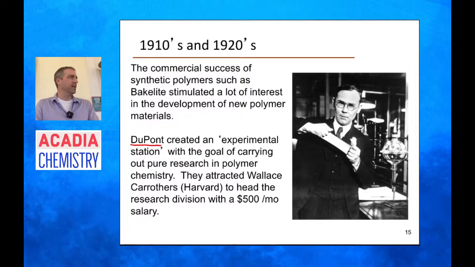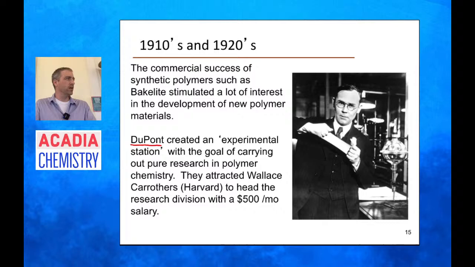They were looking for substitutes for expensive fabrics, things like silk, which was highly prized but very expensive and difficult to get. Even cotton wasn't always the easiest thing to come by. And many other materials, like celluloid, which allowed the film industry. They were trying to come up with new materials to generate a whole bunch of new possible applications. So DuPont created an experimental station, which is basically a research facility where they do research to try to generate new polymers.